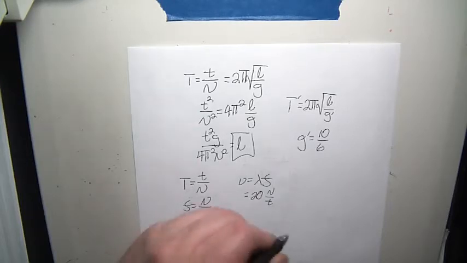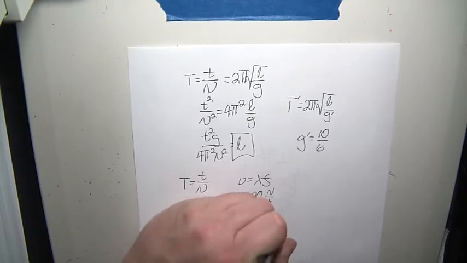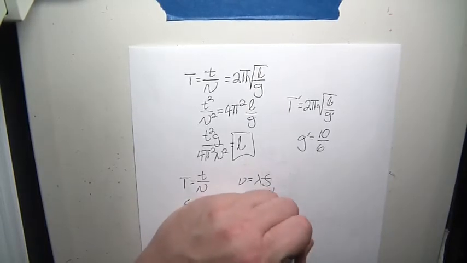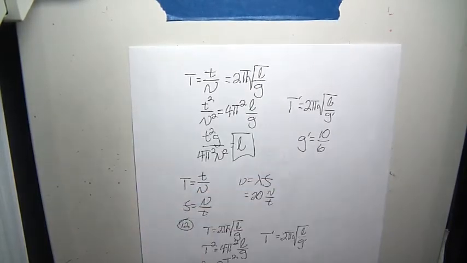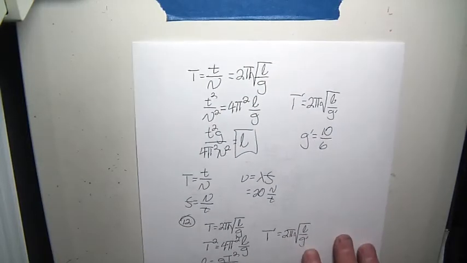Take that L, put it in here. G prime is 10 over 6.